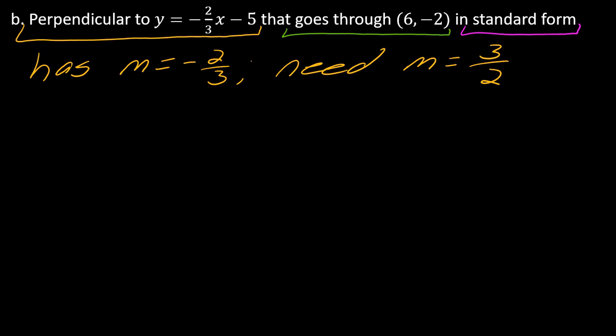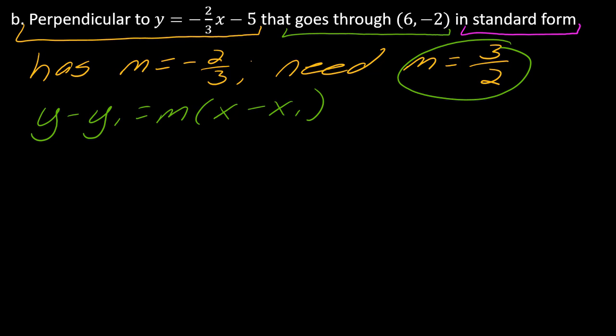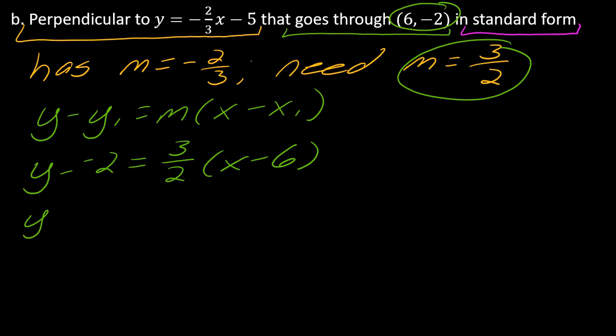Okay, so now I want to use point-slope form like this, and I want to use the slope and the point, that information. So let's plug it in. This is going to be y minus negative 2 equals 3/2 times (x minus 6), and then I'll simplify that to y plus 2 equals 3/2 times (x minus 6). Okay, so now I can move forward with this problem.